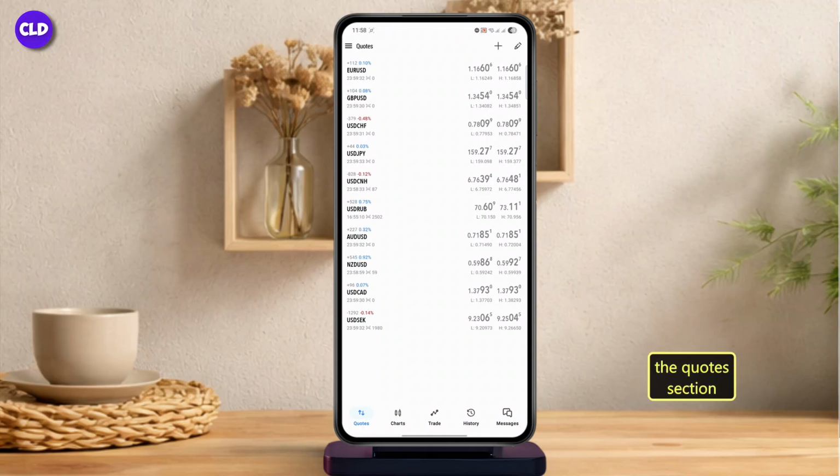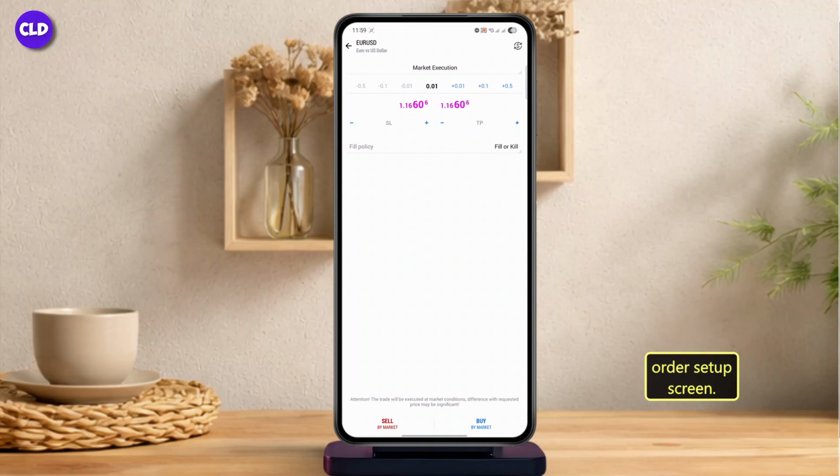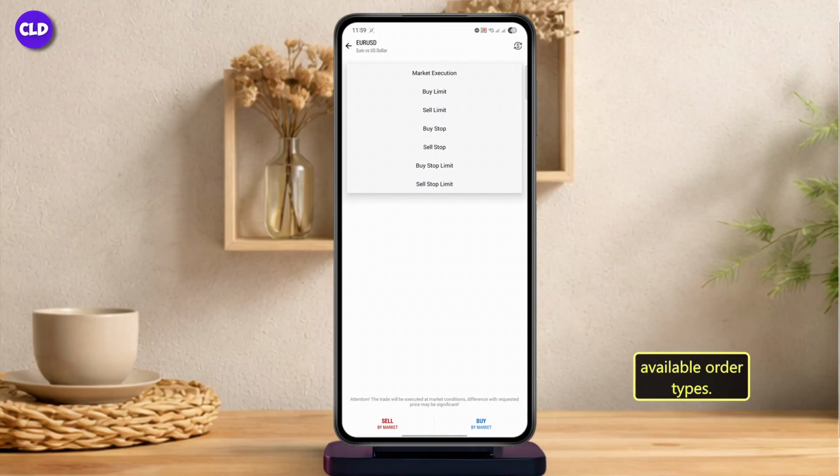From there, head to the Quotes section and tap on the asset or symbol you want to trade. After that, a pop-up will appear. Tap on New Order to open the order setup screen. At this point, tap the Market Execution dropdown at the top to see all the available order types.